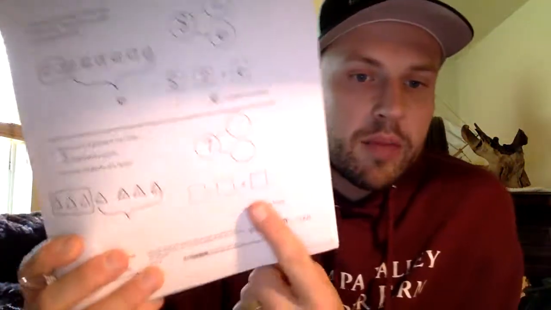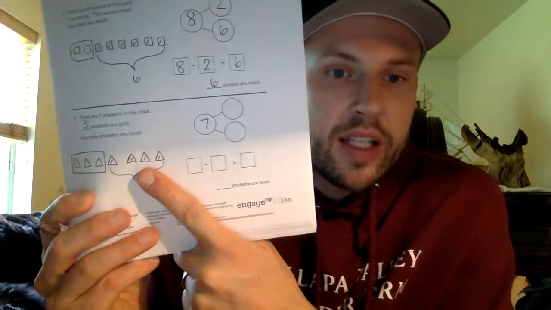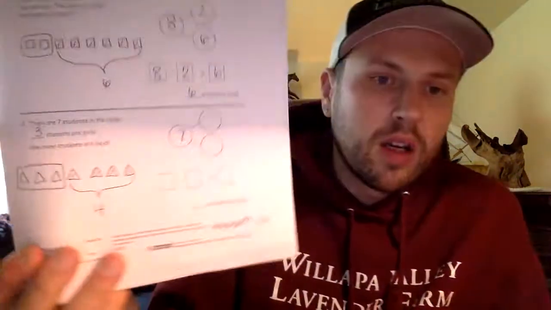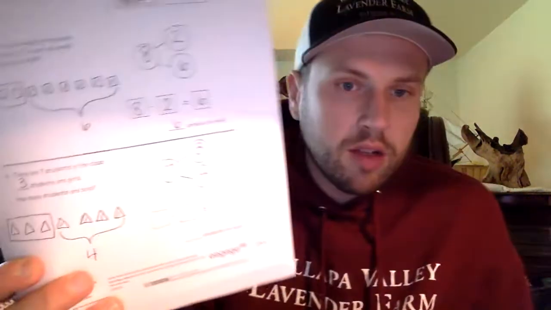1, 2, 3, 4. Okay? I put little dash marks in each triangle, so as I counted, I kept track, and then I drew this little thing down here so that I can just easily see that there are 4. 4. All right? So one part is 3, there are 3 girls. Another part is 4, there are 4 boys.